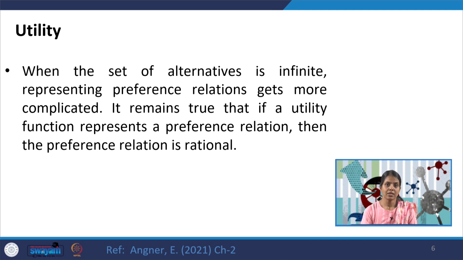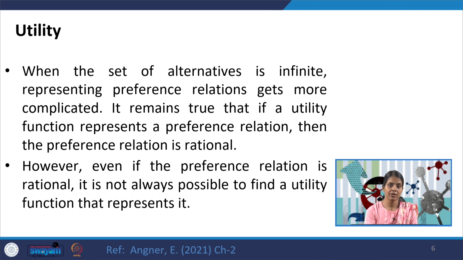When the set of alternatives is infinite, representing preference relations gets more complicated. It remains true that if a utility function represents a preference relation, then the preference relation is rational. However, even if the preference relation is rational, it is not always possible to find a utility function that represents it. So, for infinite alternatives, we might not have a utility function to represent that infinite set of alternatives.